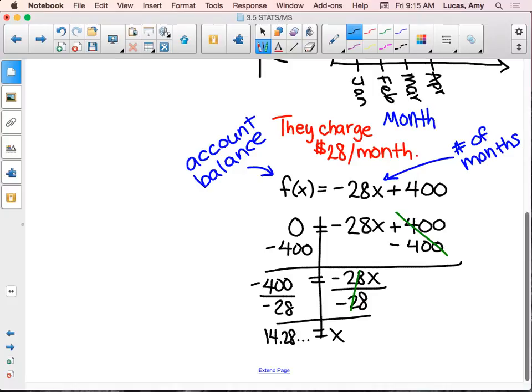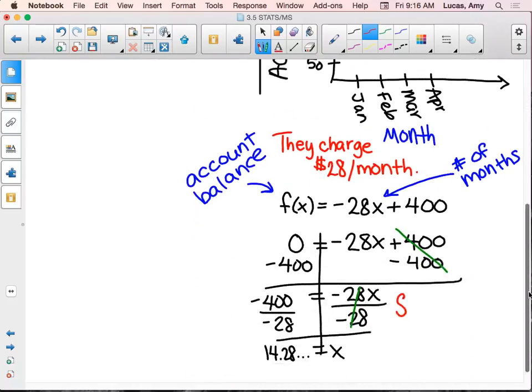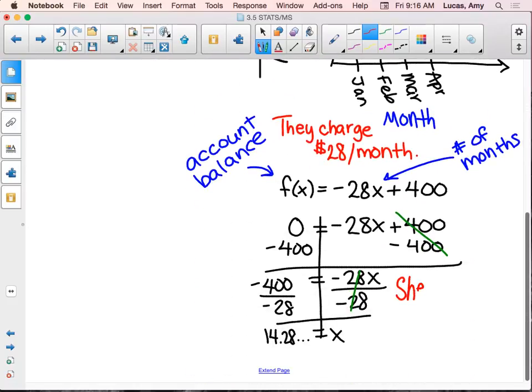So just like the last one, only in this case, it's not going to round up. She can't afford 15 months for her membership. She can only afford 14 months. Or he, I better reread my problem. She, it was Jill. So she can afford to be a member for 14 months. So a little bit over a year.